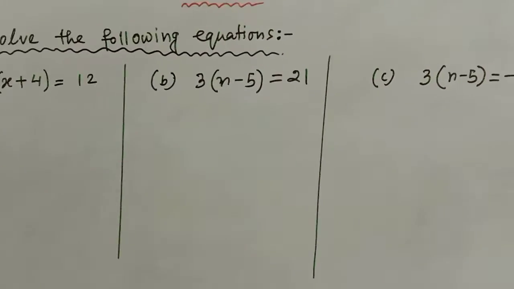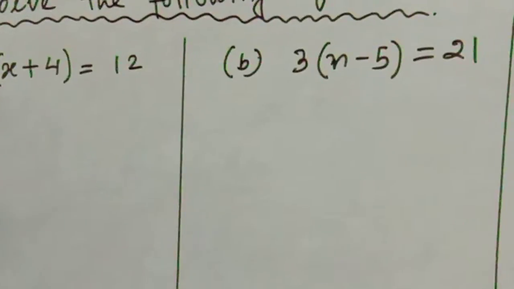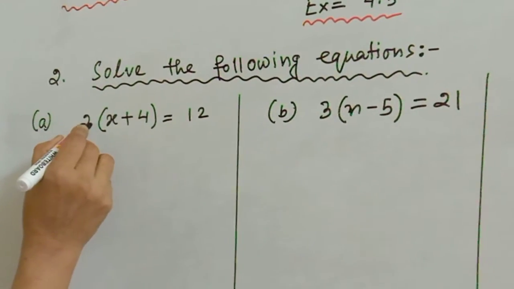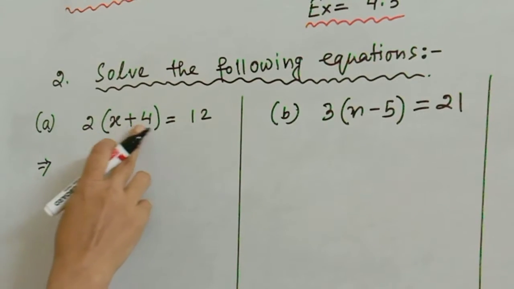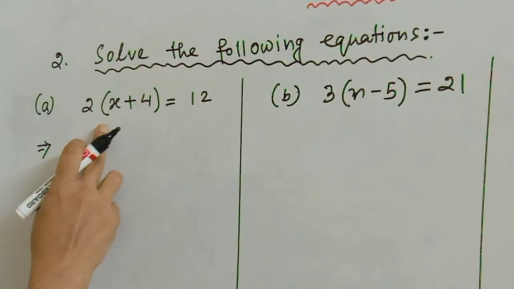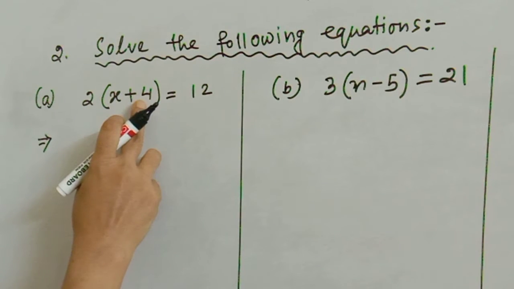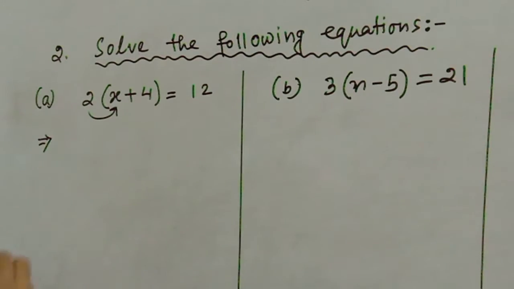See the question. Here 2 is multiplied with x plus 4. Here, no sign is there between 2 and the bracket, which means a multiplication sign is there. So 2 into x plus 4. First you have to multiply 2 into x, plus 2 into 4. You have to multiply this one first.